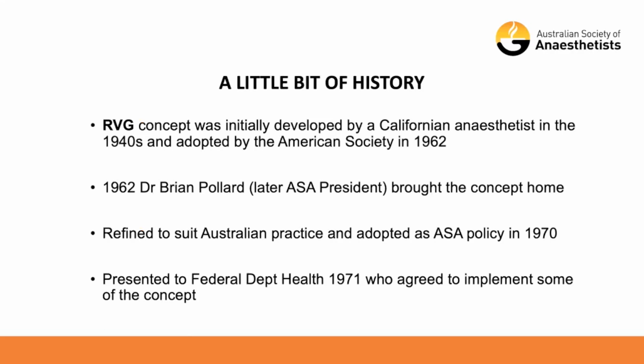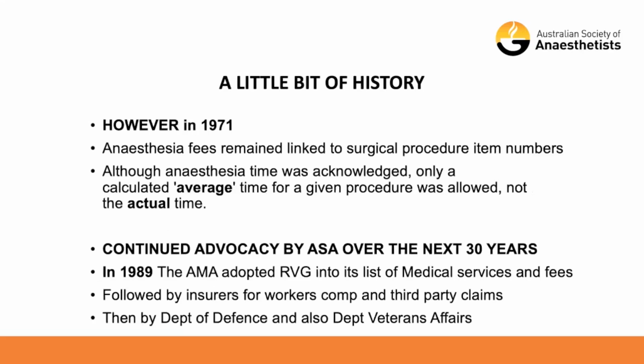So the RVG concept was originally developed in California and brought to Australia by Brian Pollard in 1962. And it was refined to suit Australian practice and adopted by the ASA as policy in 1970. In 1971, the Federal Department of Health agreed to implement some of the RVG concept. But in 1971, the anaesthesia fees remained linked to the surgical procedure item numbers. And although they acknowledged anaesthesia time, the department calculated an average time for each given procedure, and that was what was allowed rather than the actual time taken.